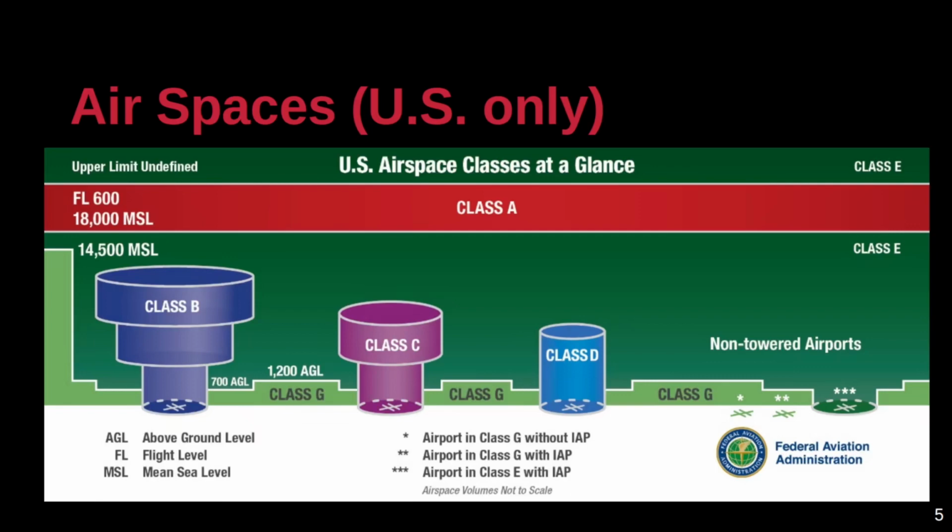Class C, generally from the surface up to 4,000 feet MSL, including the airspace above the horizontal boundary up to 10,000 feet MSL. Class E, over the Gulf of Mexico at and above 3,000 feet MSL, within 12 nautical miles of the coastline of the United States.